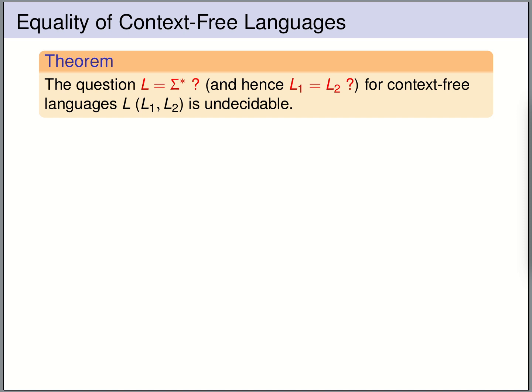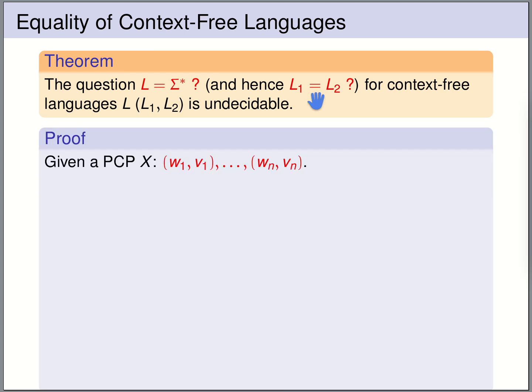Finally, we are going to show that the question of language equality for context-free languages L1 and L2 is undecidable. And even the particular instance of this problem asking whether a context-free language is equal to the language of all words over the alphabet sigma is also undecidable. So this is an instance of the more general question. If we show that this instance is undecidable, it follows that also the general question is undecidable. So let's start with the proof.